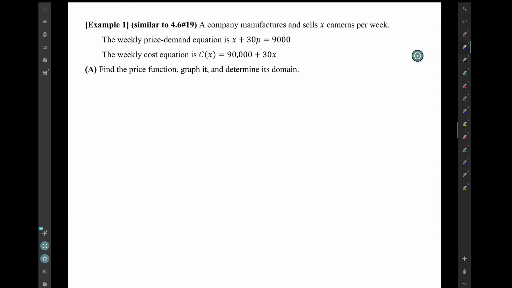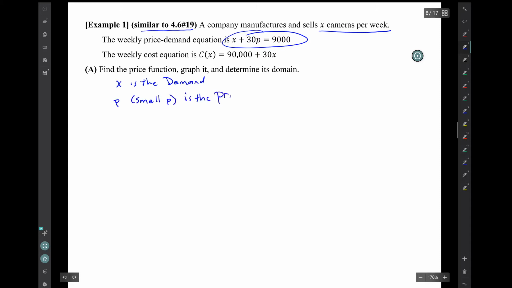Example 1 is similar to 4.6, number 19. A company manufactures and sells x cameras per week. The weekly price-demand equation is this. So remember that x, the number of items that are manufactured and sold, is called the demand. And remember that price refers to this small letter p, the variable p, and it's the selling price per item.